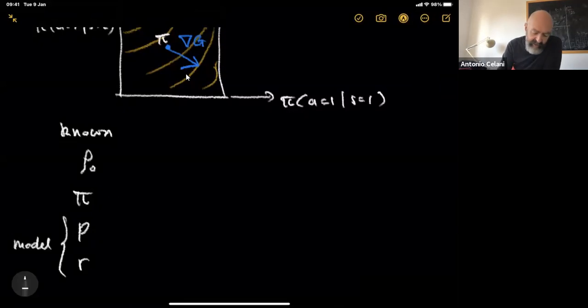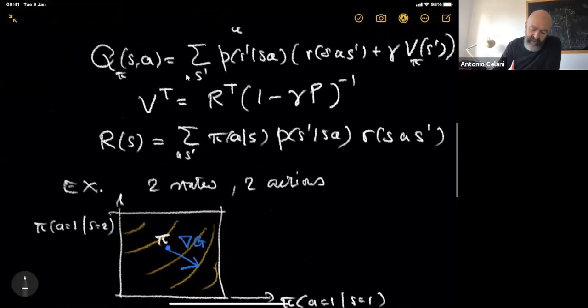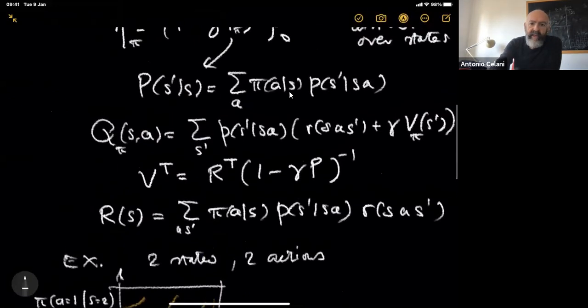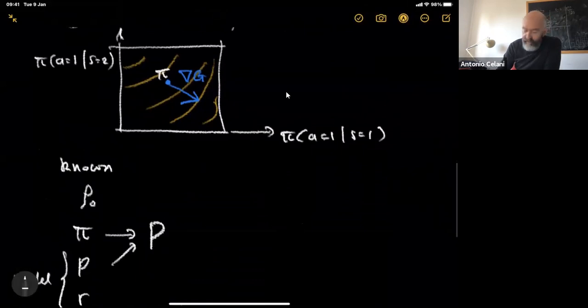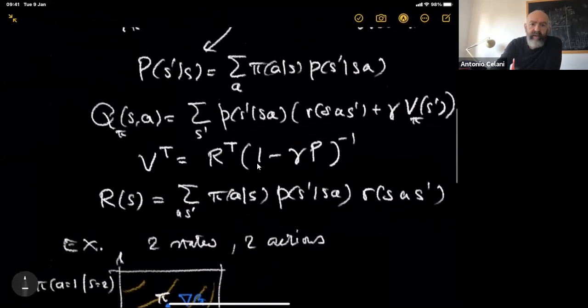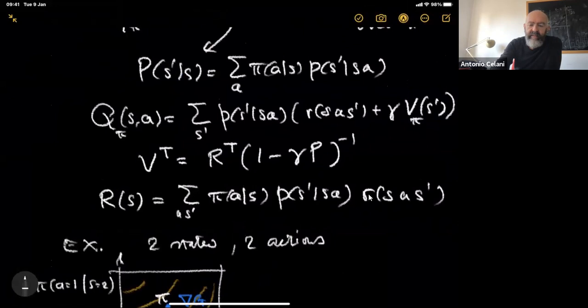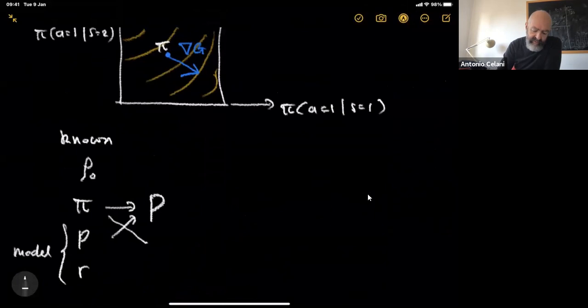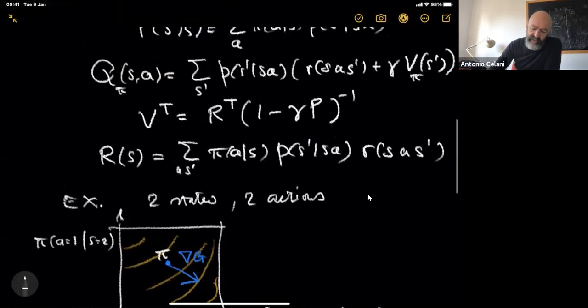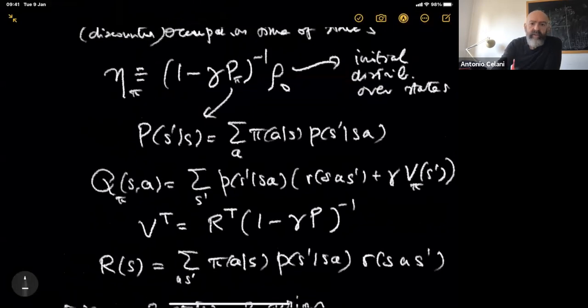From this we can construct several things. From pi and p, look at this formula here. Combining a linear combination of pi and p gives me capital P, and a linear combination of pi, p, and r, differently arranged, gives me capital R. So I can combine these three together to get my capital R. And then if I combine rho naught with capital P, I can get eta.